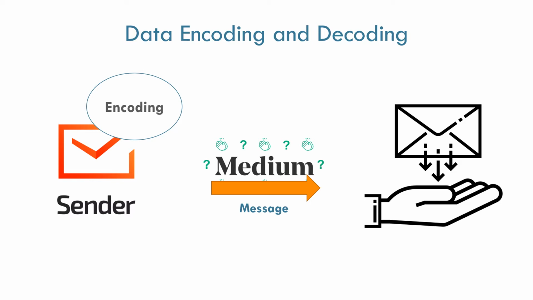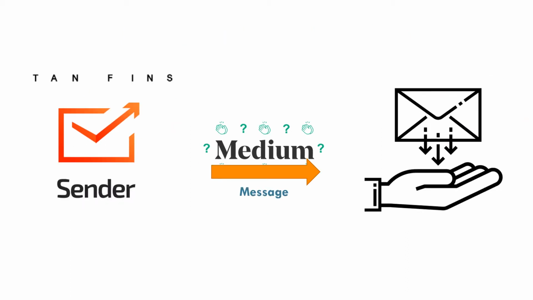Now, once the encoded message has been transmitted over the medium, the receiver needs some way of taking the information off of the medium and understanding it. We call this decoding. One of the best examples of encoding comes from the era before the outbreak of the internet, with the advent of Morse code. Now, Morse code is an encoding scheme that encodes text characters as standardized sequences of two different signal durations, called dots and dashes.